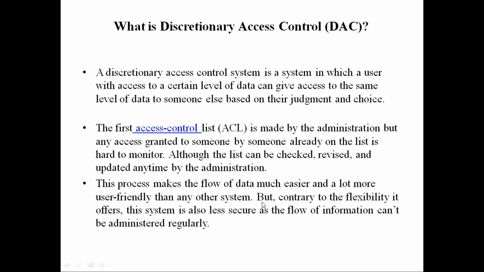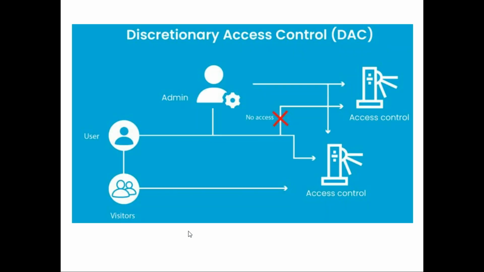But contrary to the flexibility it offers, this system is also less secure as the flow of information can't be administrated regularly. This is the flow for the discretionary access control method, where the administrator will provide the rights to the user, and whatever rights the administrator has provided to the user, he can give to the visitors, and the visitors can share the rights to the other visitors or the users.